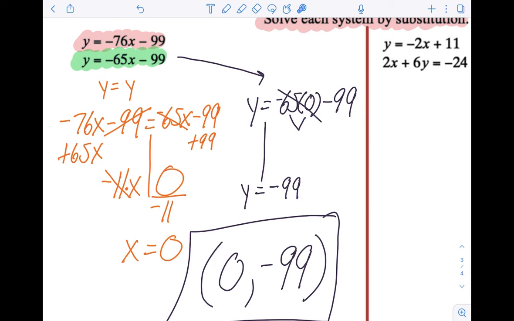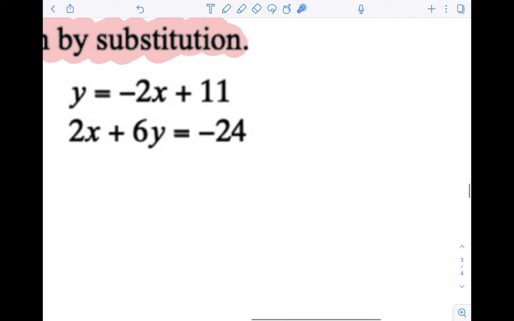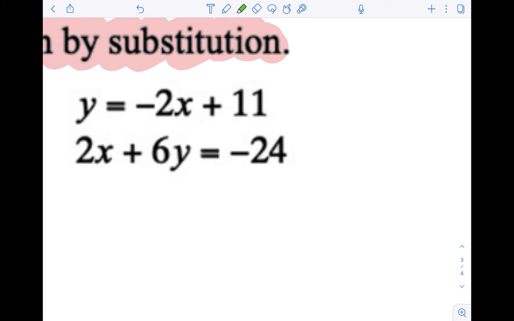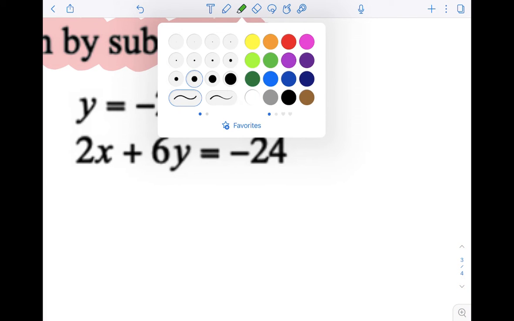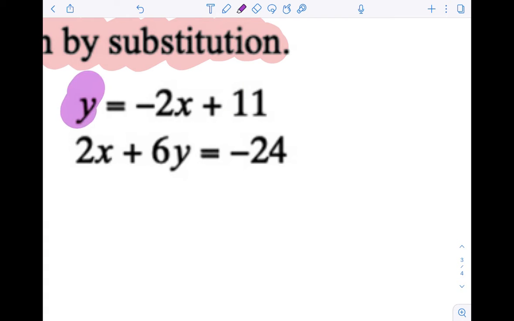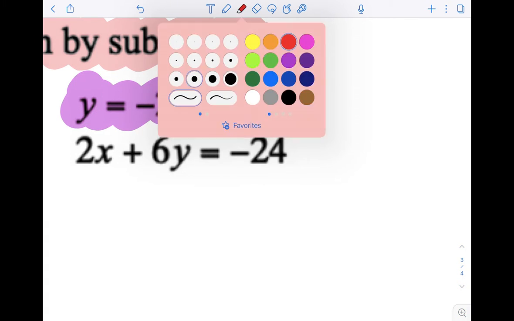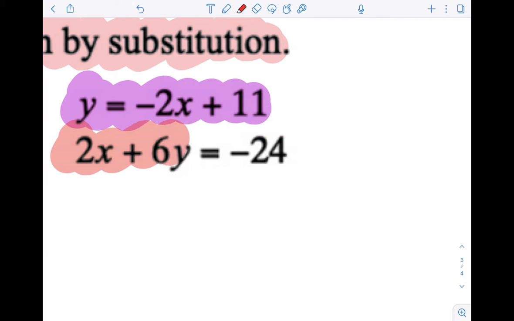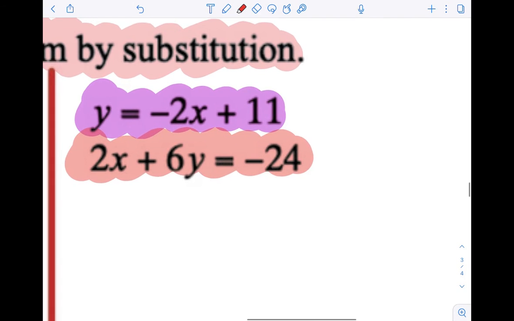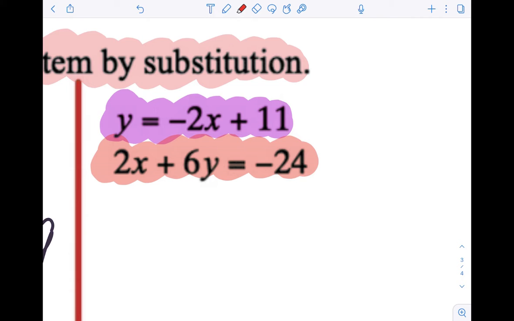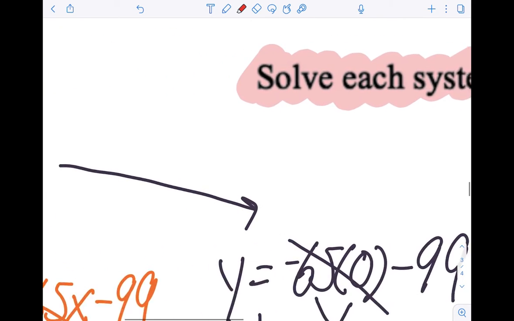Now, let's try our second example here, right? So let us highlight as well. Let me go back to the old school traditional colors here. So let's go with purple. I'm going to highlight the top one in purple, and the bottom one I'm going to highlight in red, just like this.